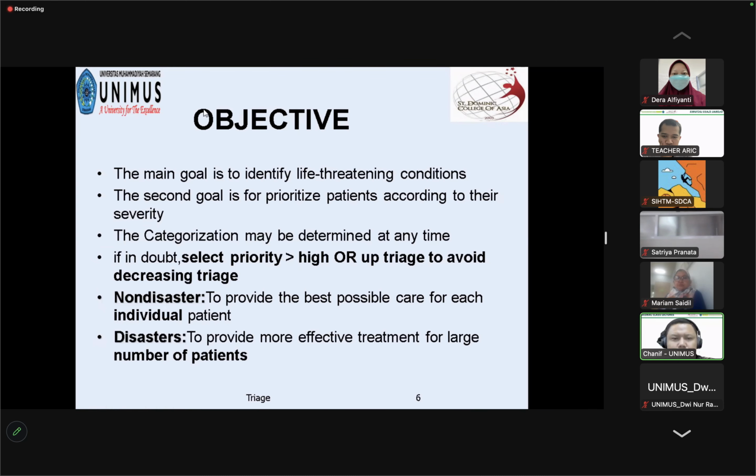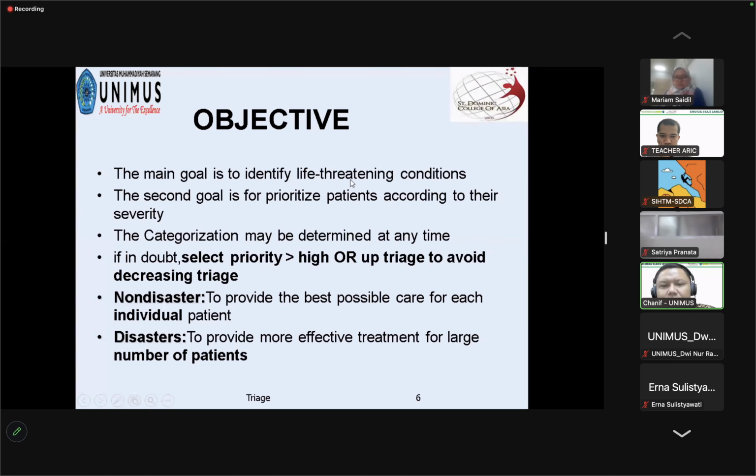What is the purpose or objective? The main goal is to identify life-threatening condition. Yeah, so to prevent a large number of patients when they come and are admitted in the emergency department, identify which one is the most priority based on the urgency. Yeah, the second goal is to prioritize patients according to their severity. It is one of the considerations in stress patient.